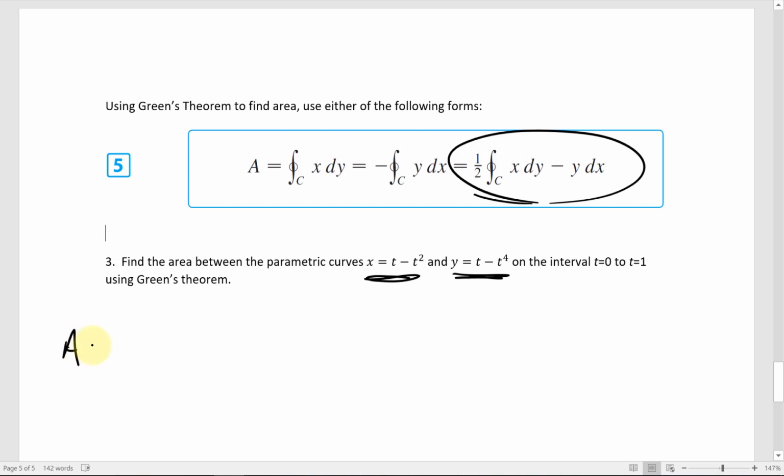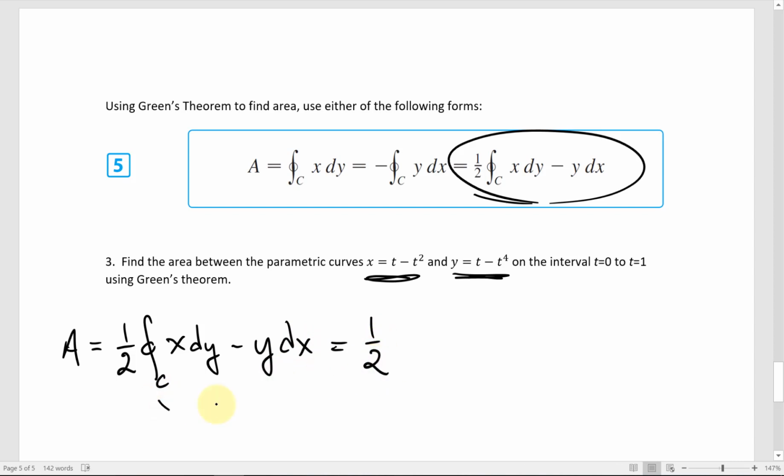So the area is 1/2 this integral, where Green's theorem applies on this curve C that's determined by these curves, of x dy minus y dx. Now, the way I'll sort through this is I can put this line integral back as an integral of some vector valued function f dot some differential in r.